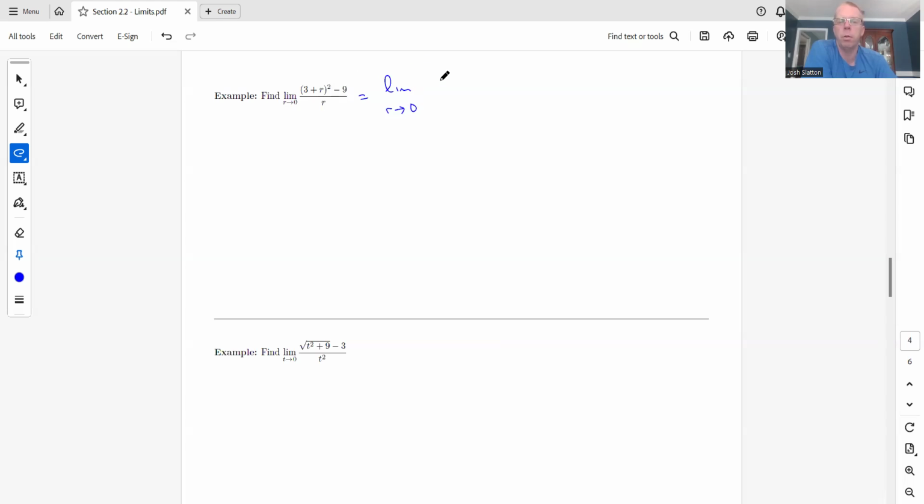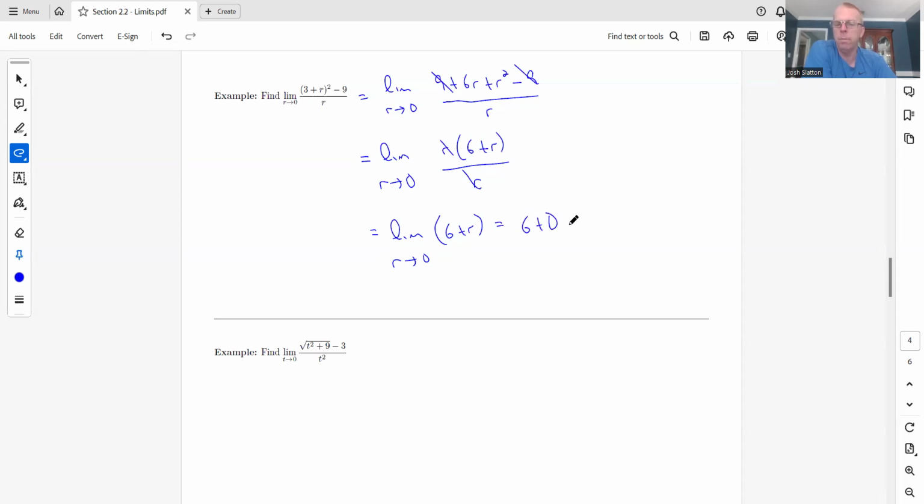So 3 plus r squared, we get 9 plus 6r plus r squared minus 9, and that is over r. The 9s cancel out. And let's go ahead and factor out. So we have 6r plus r squared. Let's factor out the r, and we have 6 plus r over r. Of course, these r's will cancel. And so now we have the limit as r approaches 0 of 6 plus r. And of course, 0 would be in the domain of that function, so we can just plug it in. So 6 plus 0 equals 6. And that's what we expected from the table that we did before.